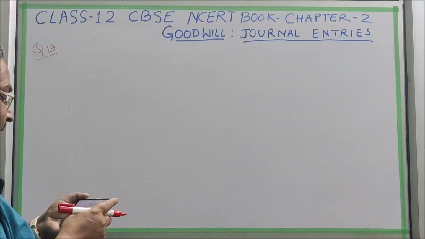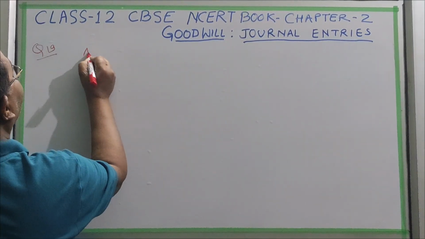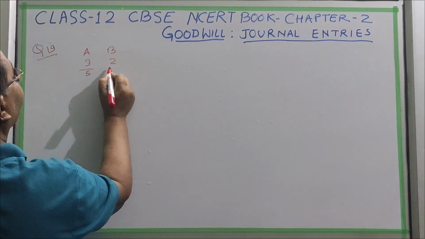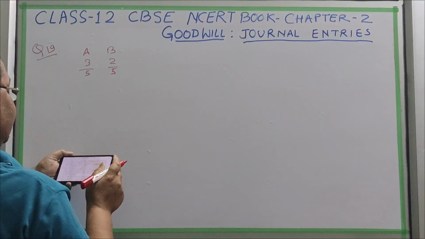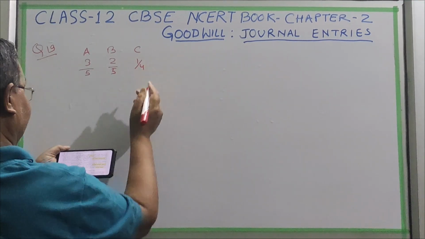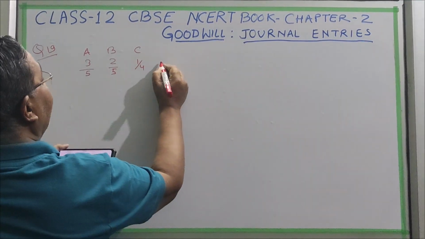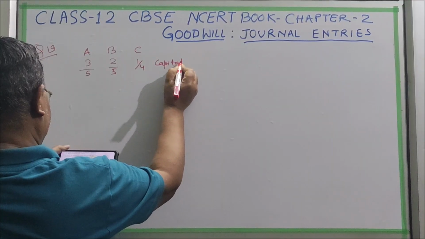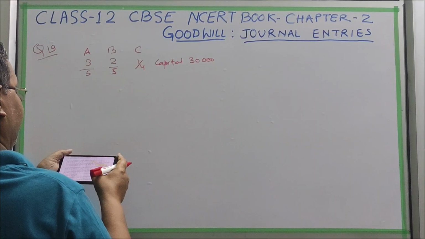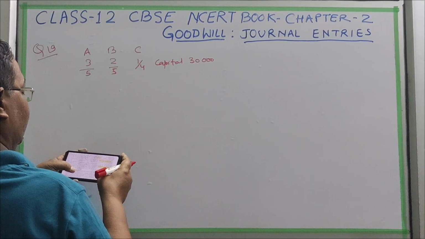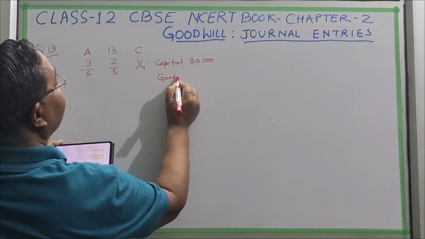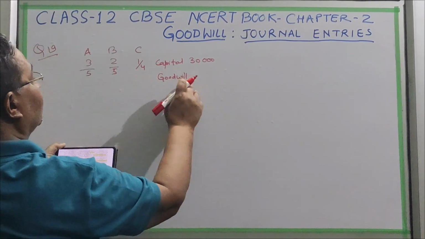A and B are partners, and their profit sharing ratio is 3:2, meaning 3/5 and 2/5. They bring in C for a 1/4 share. C brings capital of 30,000 and the requisite amount of goodwill premium in cash. The goodwill amount has not been mentioned. They say requisite goodwill, meaning he is giving his portion.